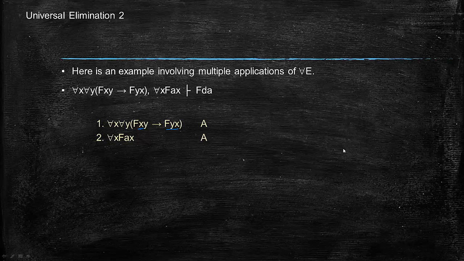Okay, so what we want to prove is FDA. We want to derive this formula, FDA. And the question is, how can we do that? It's a little bit tricky, but if you stop the video and look at these relationships, I think you'll probably be able to figure it out.